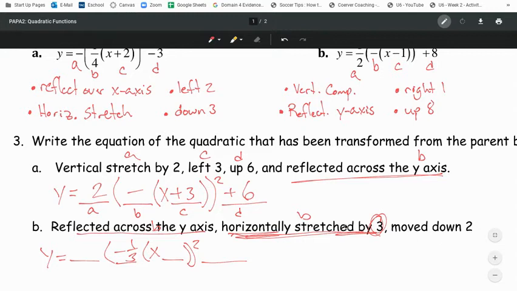And then move down 2, so that's out here, minus 6. And then I'm going to clean this up just a little bit because I have 2 blanks here that I didn't fill in. So we can just write it y equals negative 1/3 x squared minus 6.